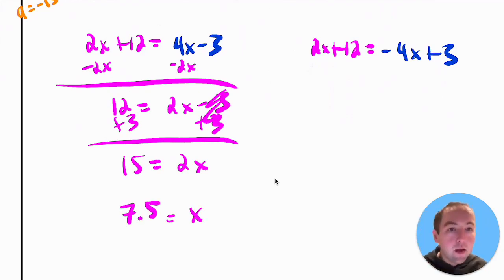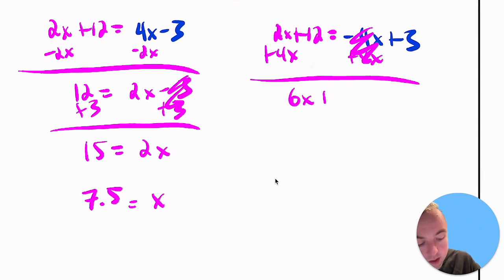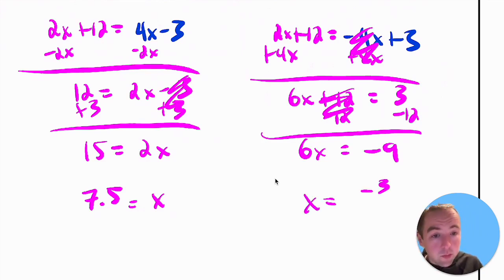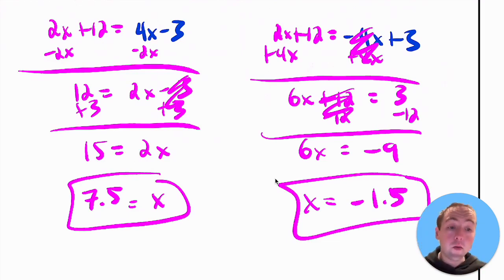Cool. And then if we go to the other one, I could maybe add 4x to cancel that out. That's then going to give you 6x plus 12 is equal to 3. And then you could subtract 12, and then 6x is equal to negative 9. And then you can divide by 6. So you're going to get negative 9/6, but you'll reduce that down to negative 3/2. That's actually a very nice decimal, so just write it as negative 1.5. Okay, so we get those two possible answers.